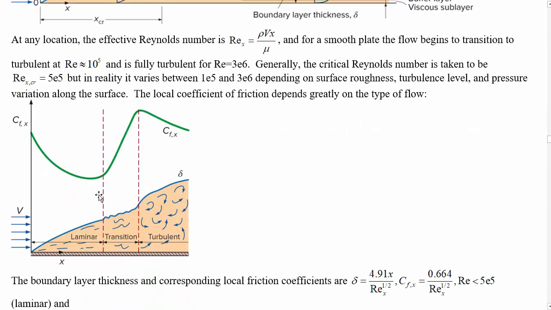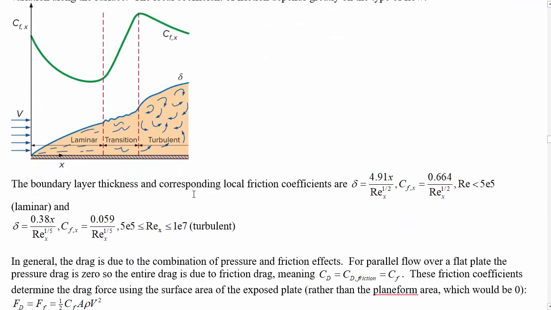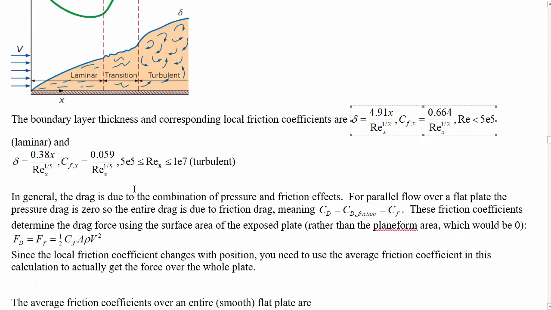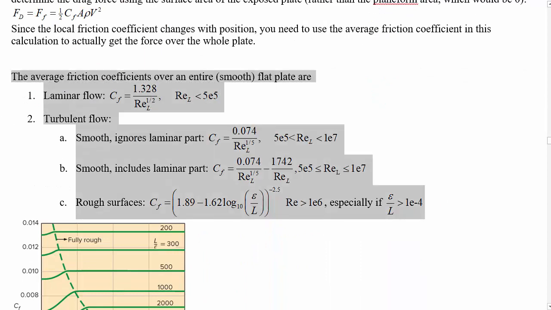All right, so looking at this, we've got a friction coefficient, which is like a drag coefficient, but only taking account of friction drag, skin friction drag, which, since we're talking about a thin plate, is the only kind of drag that we have. Boundary layer thickness and the corresponding local friction coefficients are delta and CFX, but you don't care about CFX, the local one, because you really want to integrate and find out what the effective skin friction coefficient is over the entire length of the plate. And that's what is tabulated here.